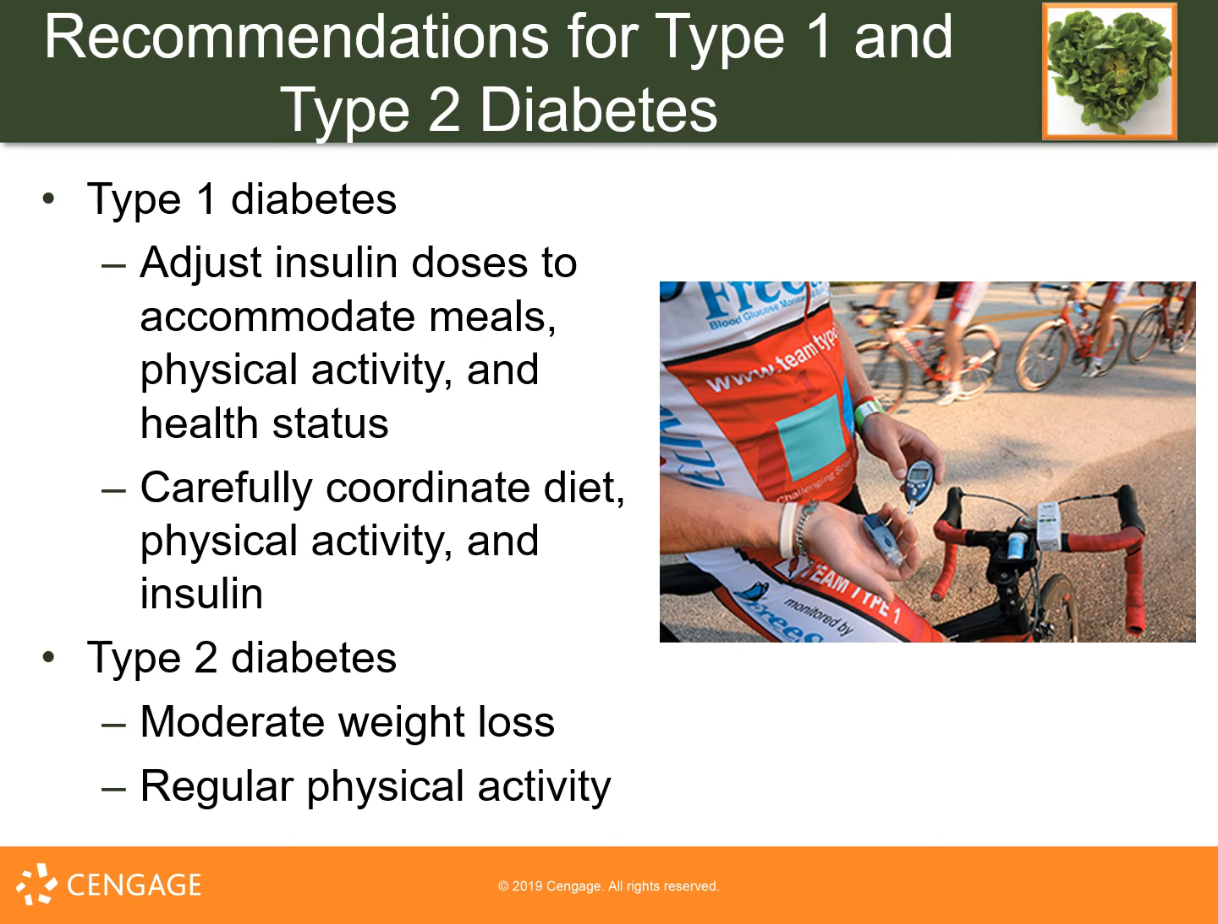Type 2 diabetes. Moderate weight loss, even weight loss of 5 to 10% can improve insulin resistance, blood pressure, and blood lipids. Regular physical activity also improves blood glucose control, blood pressure, and blood lipids.